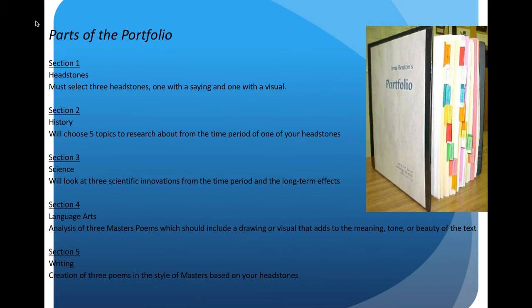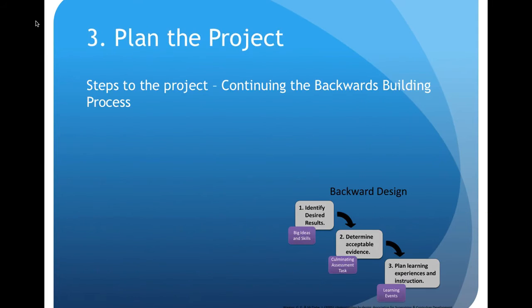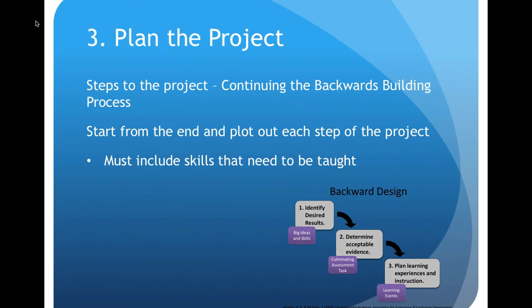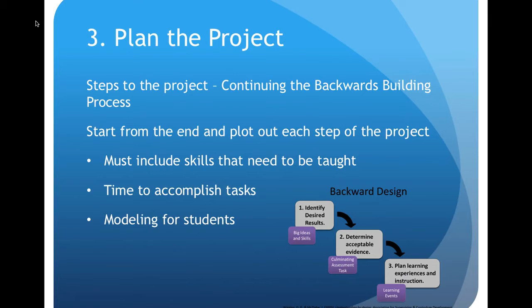So I have to start building then what that's going to look like. So again, I'm using the backwards building process as you see here, starting from the end. And then I have to figure out 3 things. I have to figure out what skills have to be taught, how much time am I going to give to each of these tasks, and then lastly, I'm going to model for students what I want them to do.